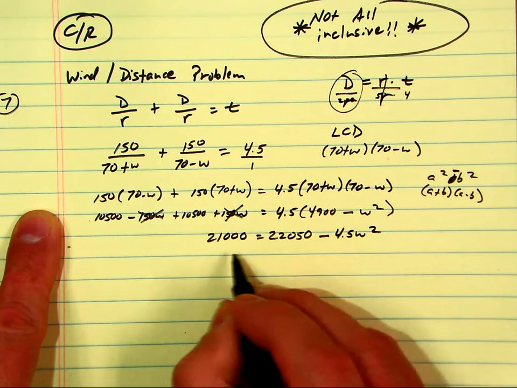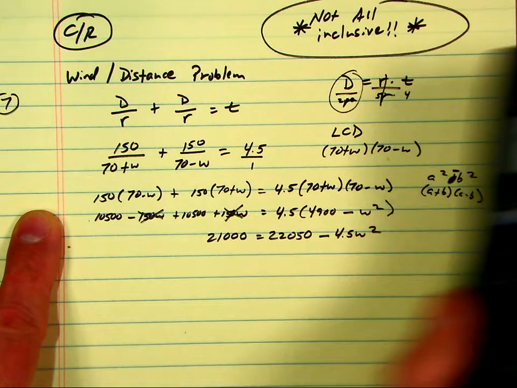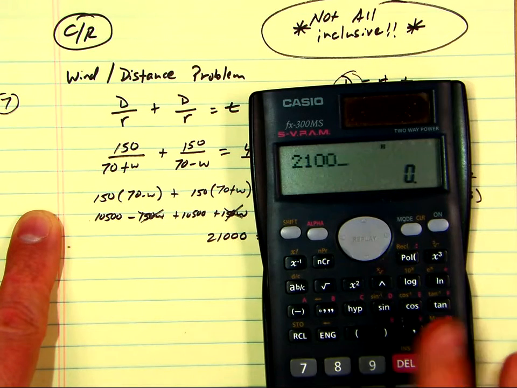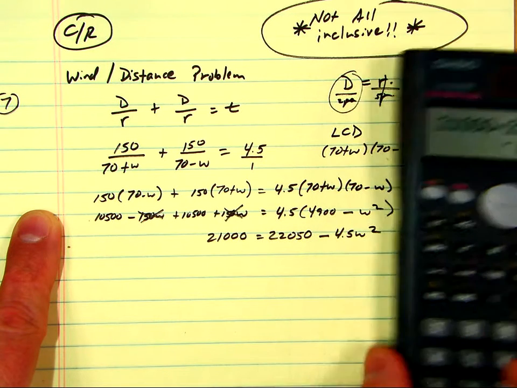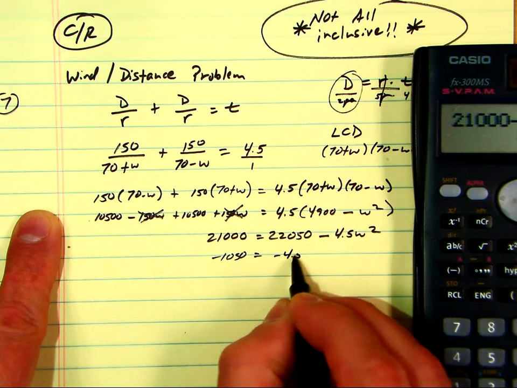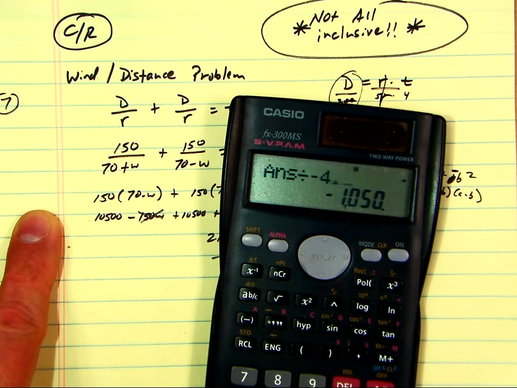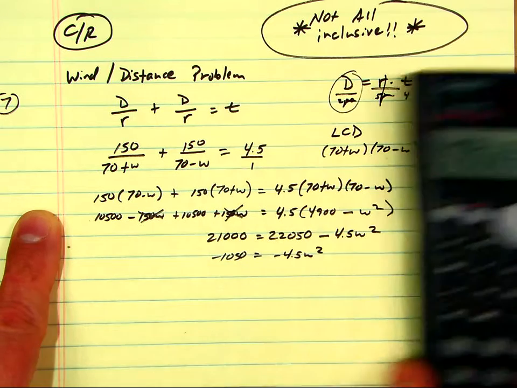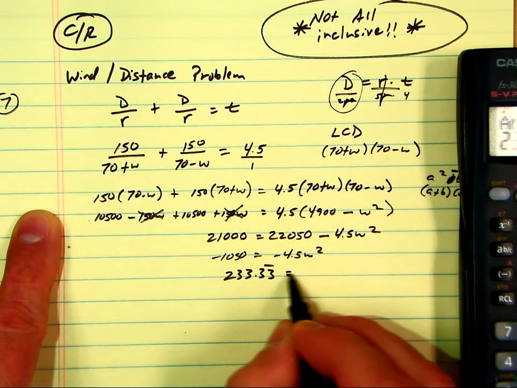Now we're going to subtract, divide by negative 4.5, and take the square root. Okay? So 21,000 minus 22,050 is negative 1050. Negative 4.5 w squared. Let's divide this by negative 4.5. So about 233 repeating. Let's leave it in there.